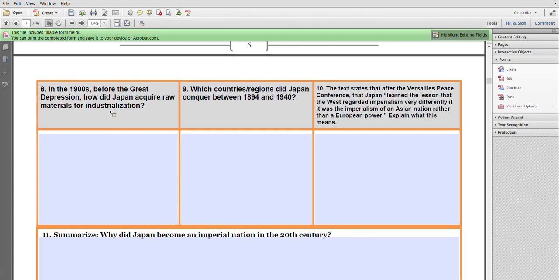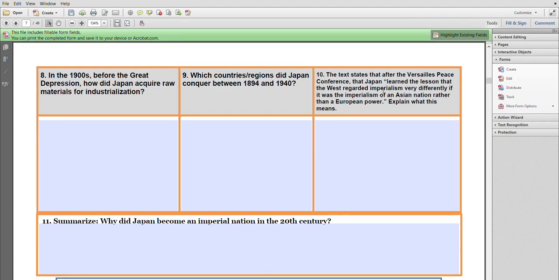Question 8. In the 1900s, before the Great Depression, how did Japan acquire raw materials for industrialization? Question 9. Which countries/regions did Japan conquer between 1894 and 1940? 10. The text states that after the Versailles Peace Conference, Japan learned the lesson that the West regarded imperialism very differently if it was the imperialism of an Asian nation rather than a European power.